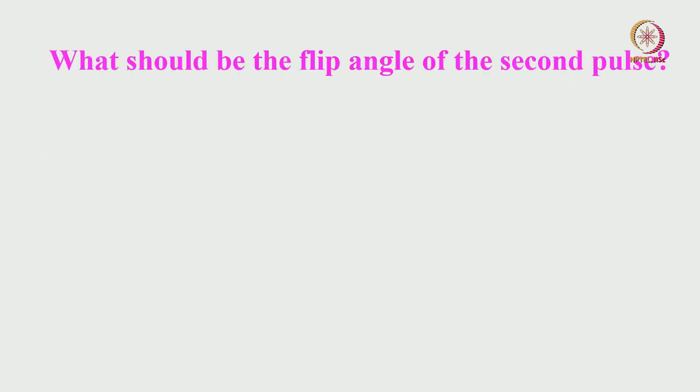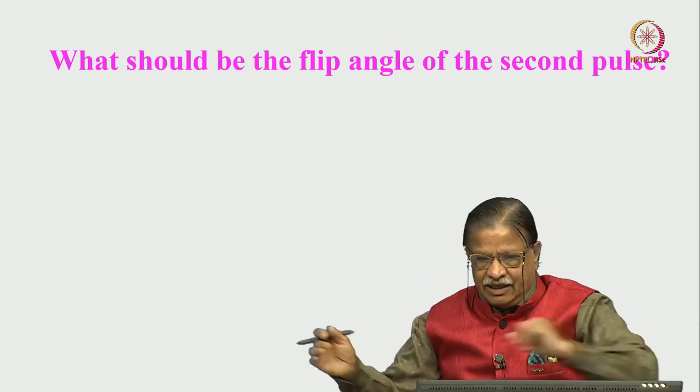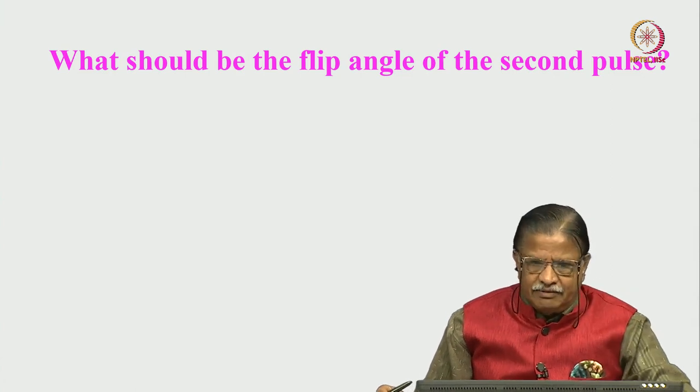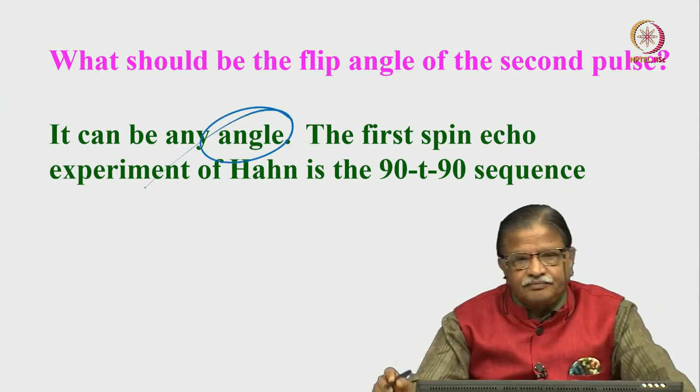What should be the flip angle for the second pulse? Of course, I said in the first example 90, T, 180, T. That is the common spin echo sequence. That's what I showed: first 90, T delay, 180, T delay, and collect the signal after the echo. But should it always be 180? It need not be. It can be any angle.